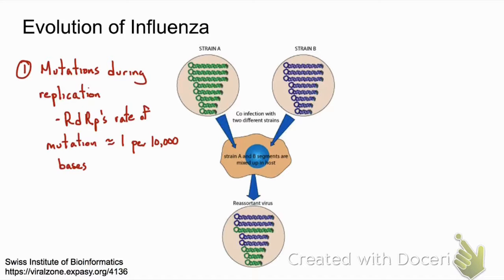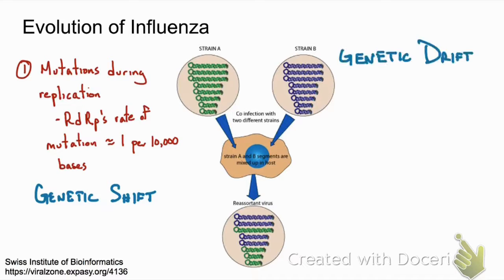And this leads to a process that we call genetic shift, where there are small changes in the genome of influenza over time. The second mechanism of evolution is more dramatic, and we call this genetic drift. This is what keeps epidemiologists up at night.